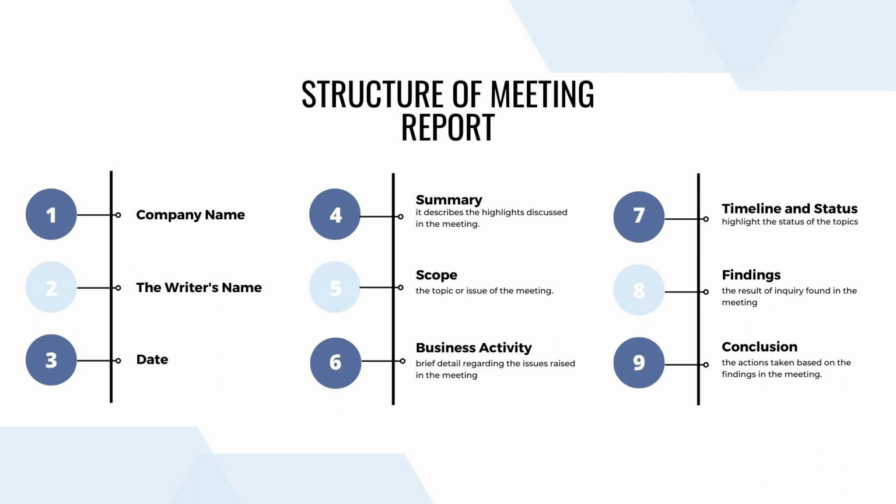Summary. It describes the highlights discussed in the meeting. Scope. The topic or issue of the meeting. Business activity. Brief detail regarding the issue raised in the meeting. Timeline and status. Highlight the status of the topics. Findings. The result of inquiry found in the meeting. Conclusion. The action taken based on the findings in the meeting.